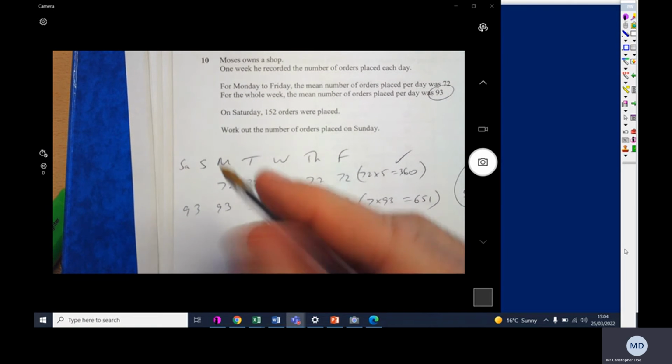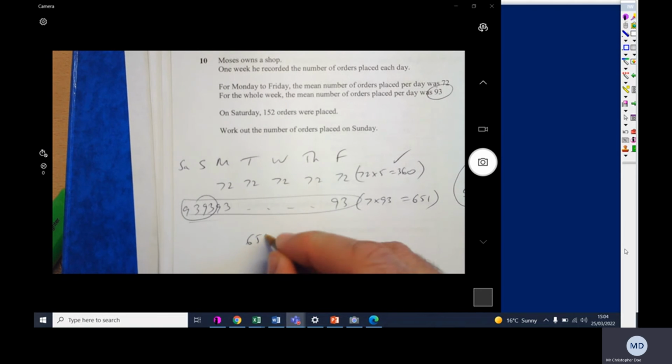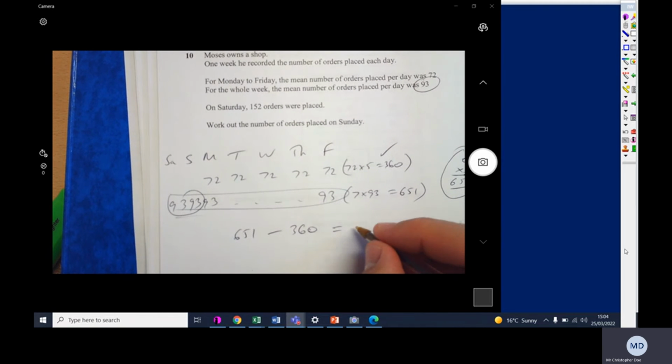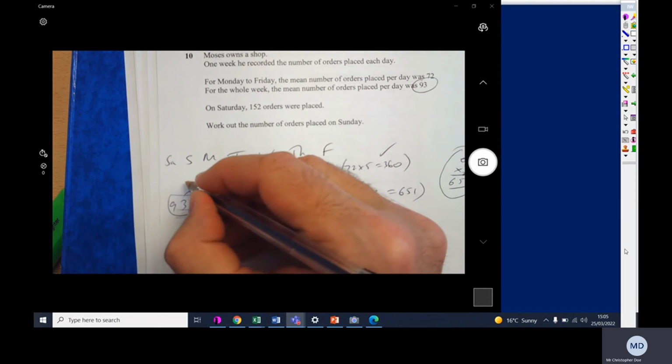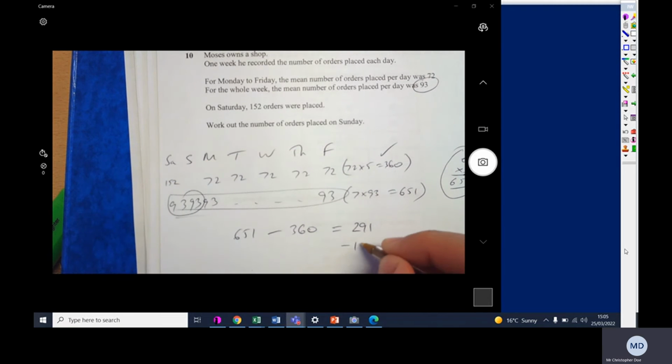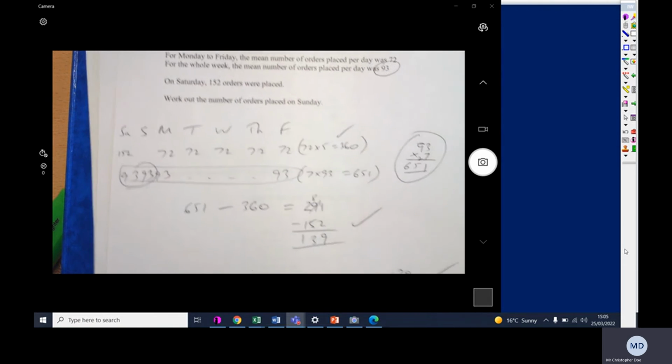So the 2 missing days, Saturday and Sunday, between the 2 of them, if we do the 651 for the whole week, 651, take away the 360 for the 5 days, we've got 291. But we also know that on Saturday, it was 152. So if I take off the Saturday, 152, I get the Sunday, carry 11, 11 minus 2 is 9, 8 minus 5, 139 must be Sunday. So a mark for 139, a mark for doing this subtraction bit here.